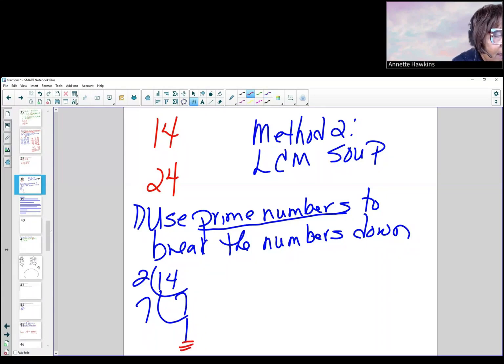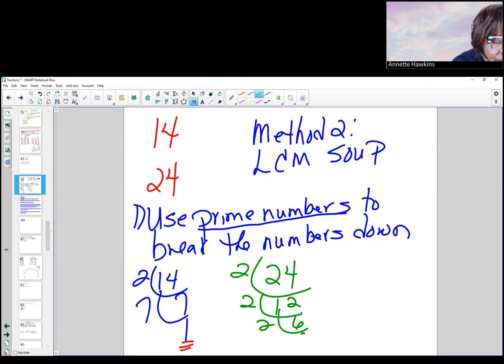Okay, now I'm going to do the same thing with 24. Start with the lowest prime. 2 into 24, 12. If the prime number works again, use it again. 2 into 12, 6. 2 into 6, 3. And then 3 into 3, 1. So you stop when you get 1. Now, what do you do with this? This is what you do.